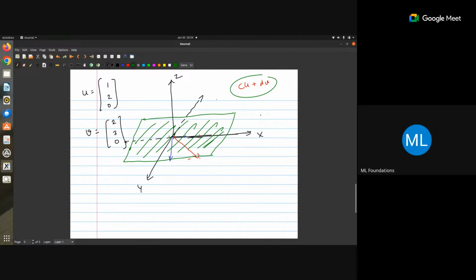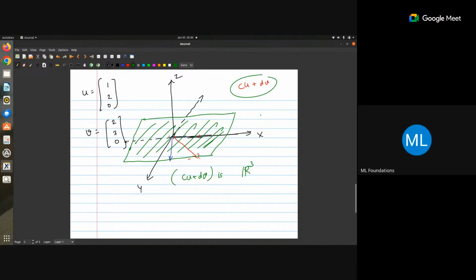Can we call it a subspace in R3? Yes. What do you mean by subspace? So what is the vector space here? It's a plane, the entire xyz thing, right? R3 is a space, and our cu plus dv is in R3.